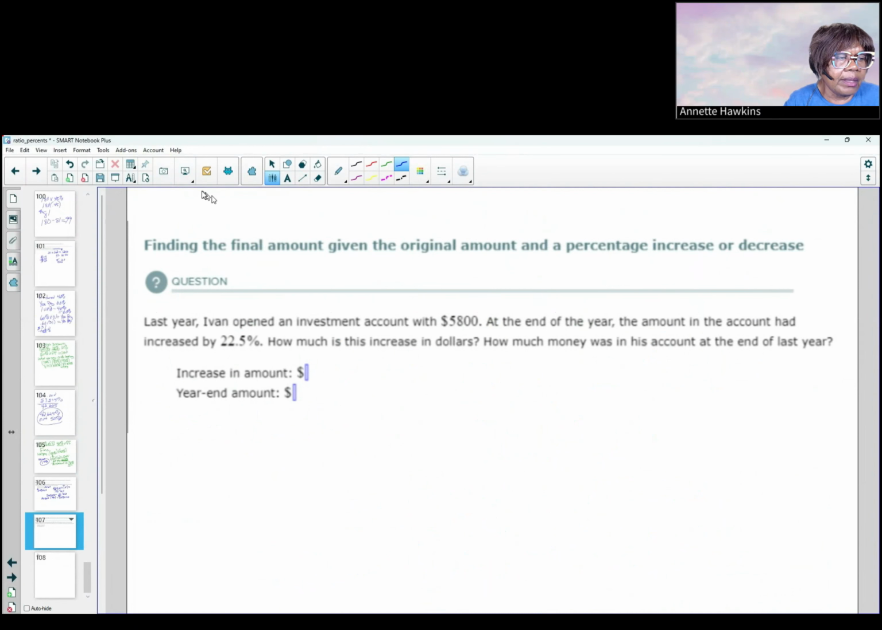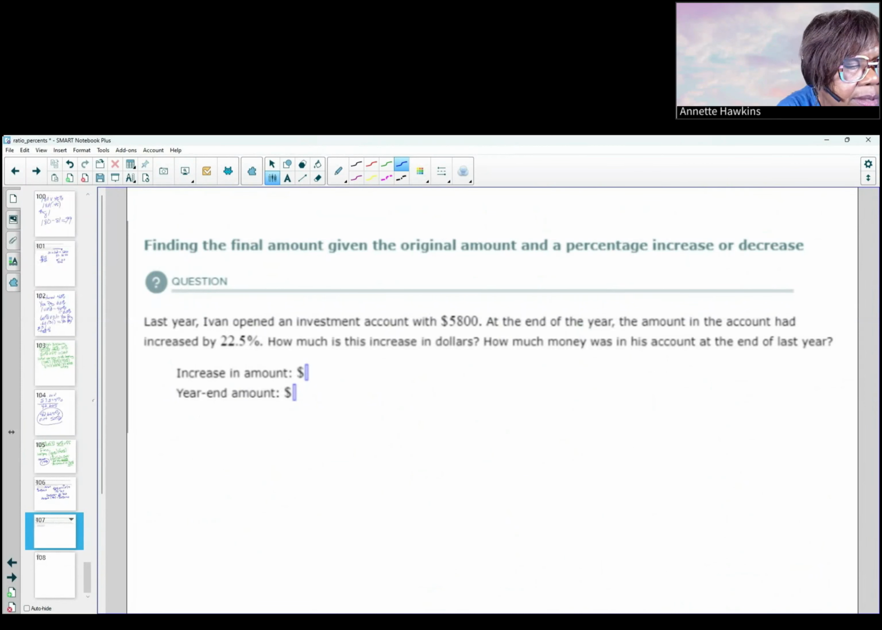All right, let's take a look at this one. It says, Ivan opened an investment account with $5,800. At the end of the year, the amount in the account had increased by 22.5%. How much is this increase in dollars? How much money was in his account at the end of the year?